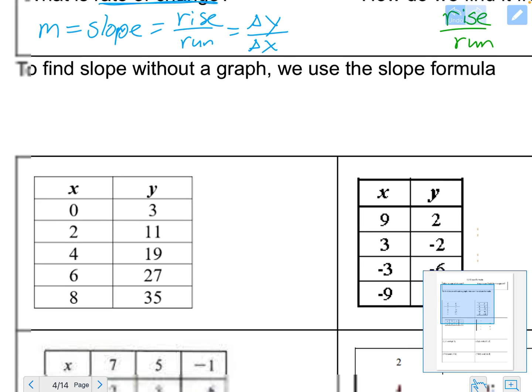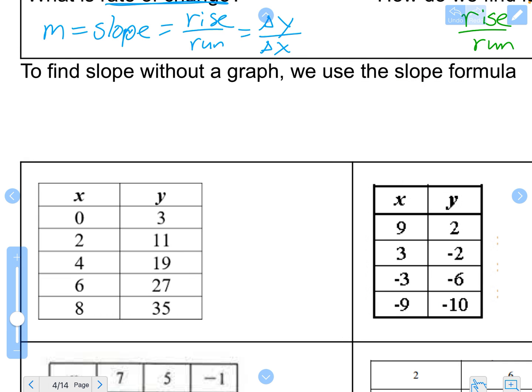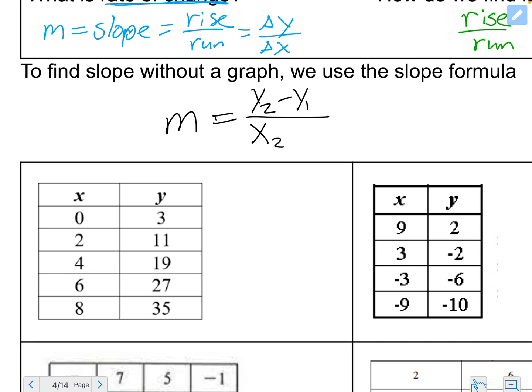So if we're given something that does not have a graph, we can still find the slope if we use what we call our slope formula. Again, we know that slope is represented by the letter M, so our slope formula starts with M equals. Because it's the change in y over the change in x, our y value is going to go on the top. So we're going to go y2 minus y1 over x2 minus x1.